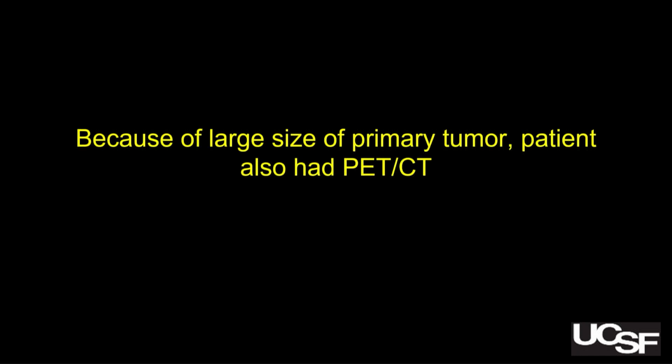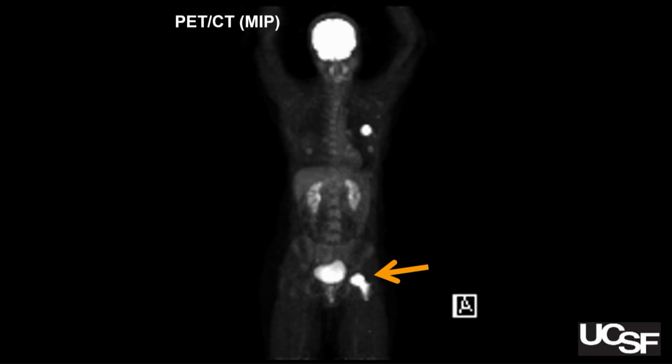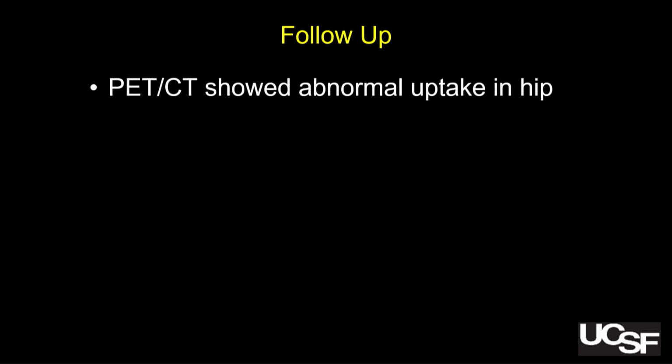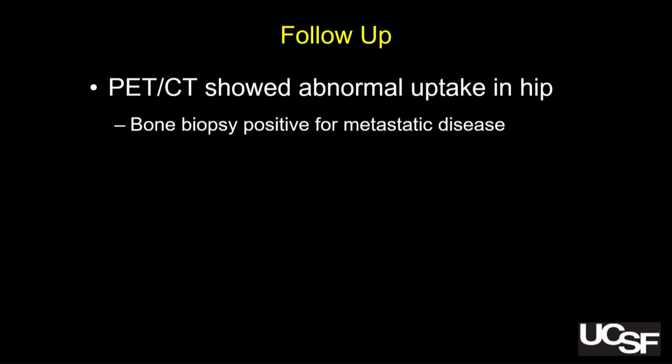Now, because the patient had a large primary tumor, she also underwent PET-CT scanning for looking for distant metastases. And unfortunately, the right breast was no longer the main issue. There is clearly a very large area of activity in the hip. On the left, here's the fused, showing you that it does indeed localize to her bone. So because of that abnormal uptake in the hip, a bone biopsy was performed instead, and now that it's positive for metastatic disease, that changes the treatment paradigm.